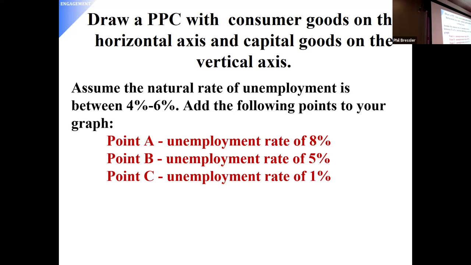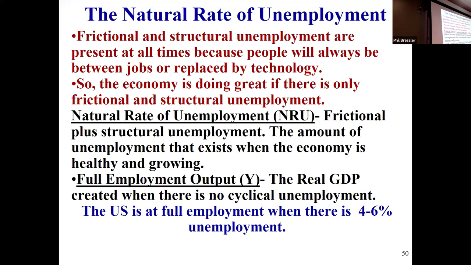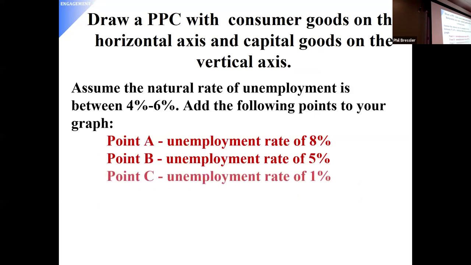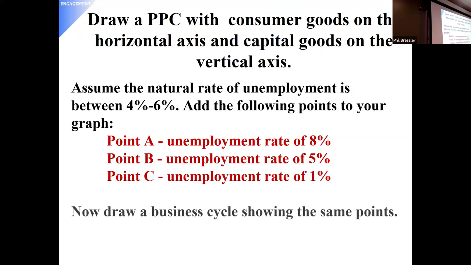If the natural rate is out here, I just want to go back for a second so you guys can see that. The real GDP created has no cyclical unemployment. That means we're efficient. So look at where the natural rate is. B is the natural rate. So you're being efficient. It was B, as we all know.